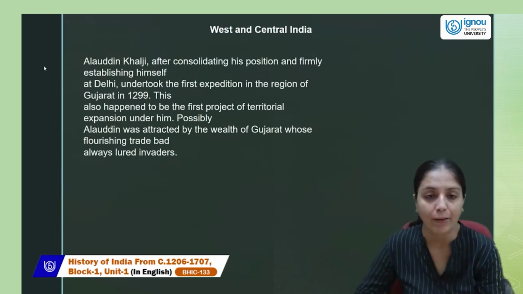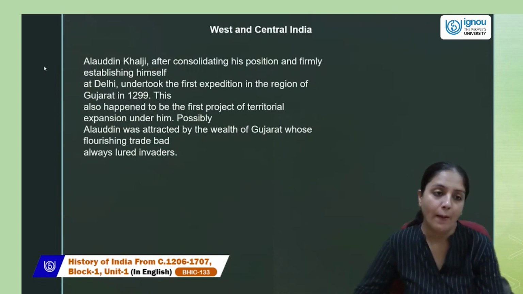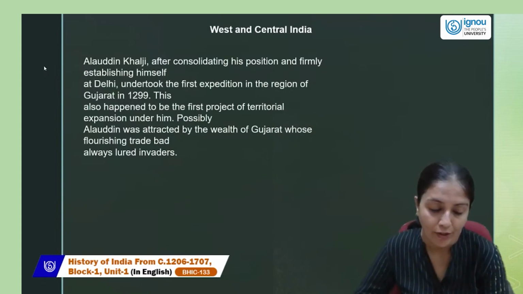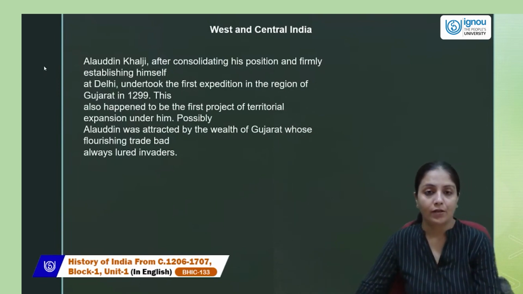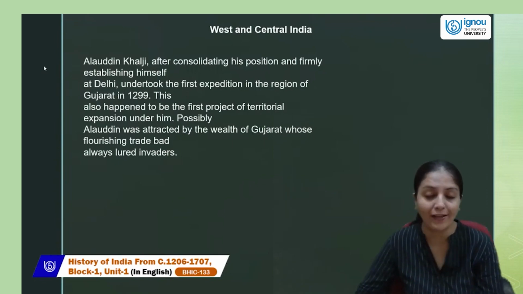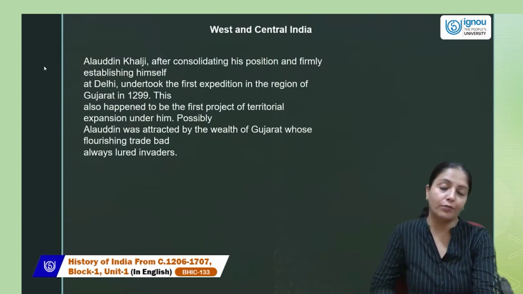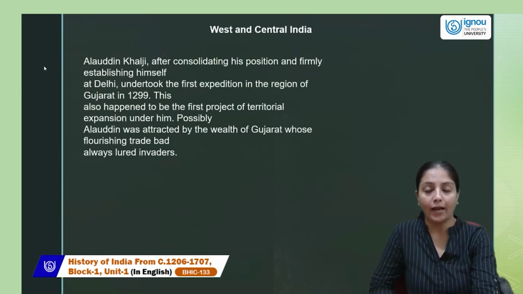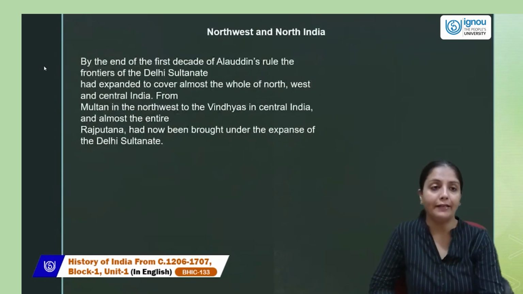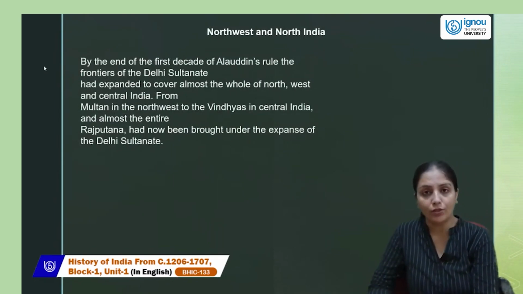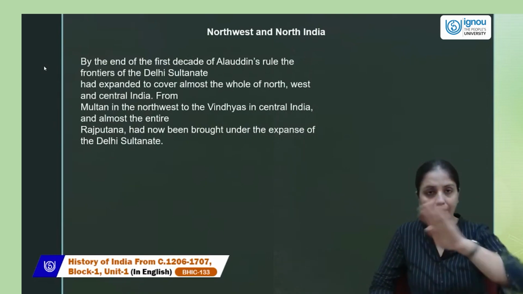Possibly, Alauddin was attracted by the wealth of Gujarat, whose flourishing trade had always lured invaders. Invaders were very much attracted towards Gujarat for its beauty and wealth at that time. That's why invaders were very much attracted to that particular place, Gujarat. Alauddin Khilji undertook his first expedition in 1299.